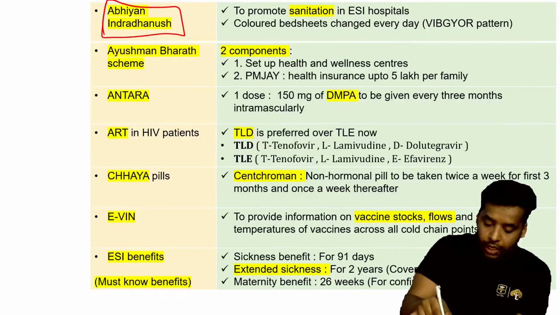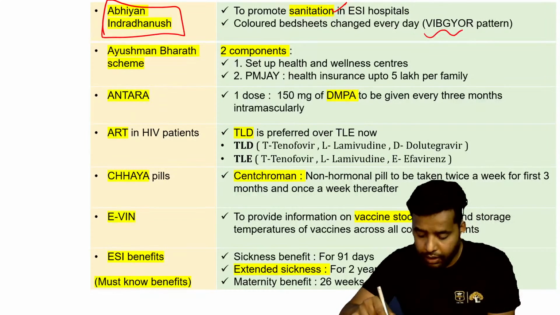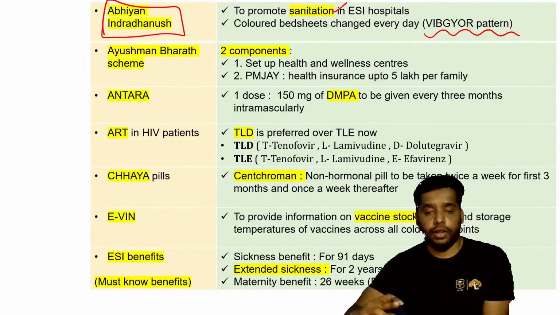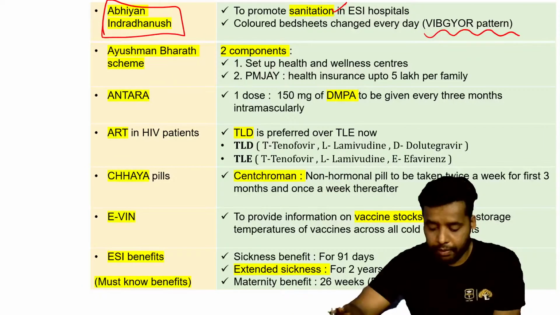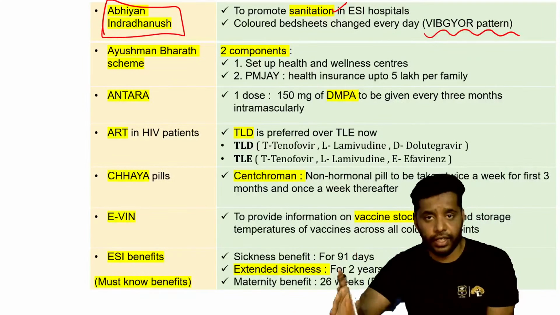Abhiyan Indradhanush is sanitation in ESI hospitals by giving colored bed sheets. Every day they'll change the color of the bed sheets in VIBGYOR pattern. That will promote sanitation since they're changing the bed sheet every day.